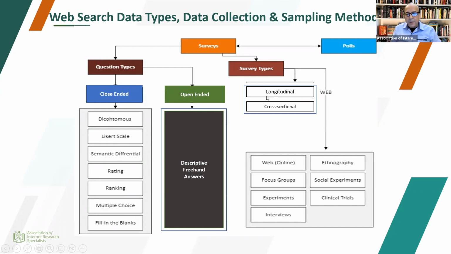And even before I do that, we would look at longitude. There are two types of surveys. Generally, the survey types, in the sense of what the objective of your survey is, can be either longitudinal or cross-sectional.